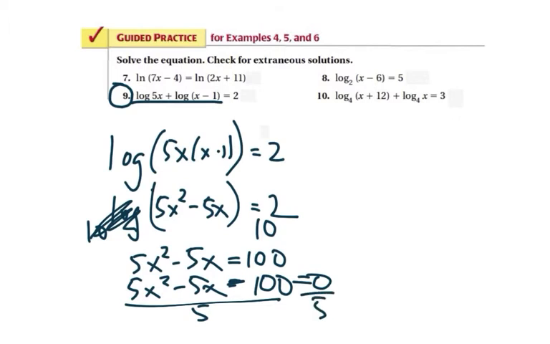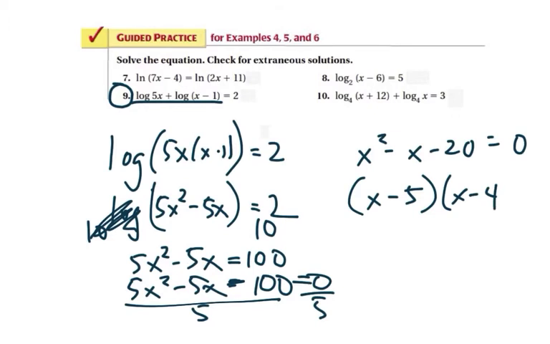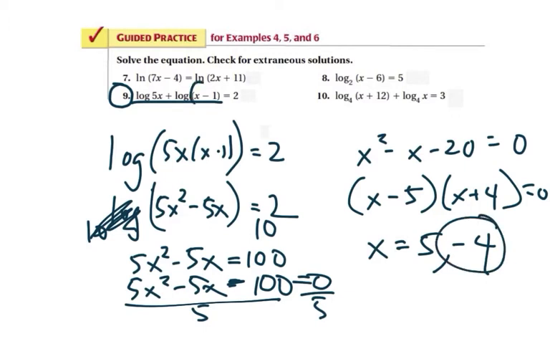I have x squared minus x minus 20 is equal to 0. x minus 5, x plus 4 equal to 0. x equal to either 5 or negative 4. Negative 4 will make this term negative, and also this term as well, I guess. So negative 4 is extraneous. My only answer is x equal to 5.